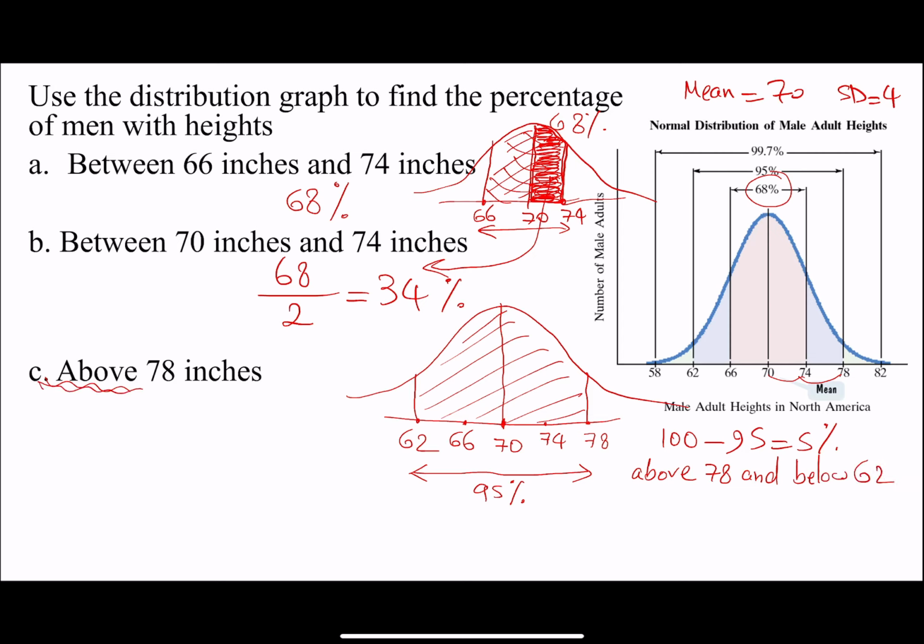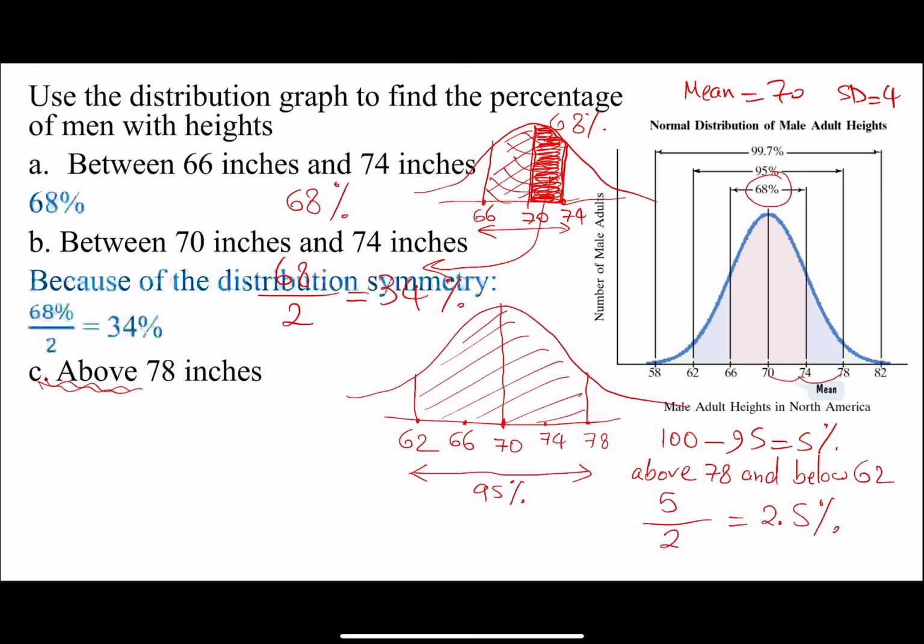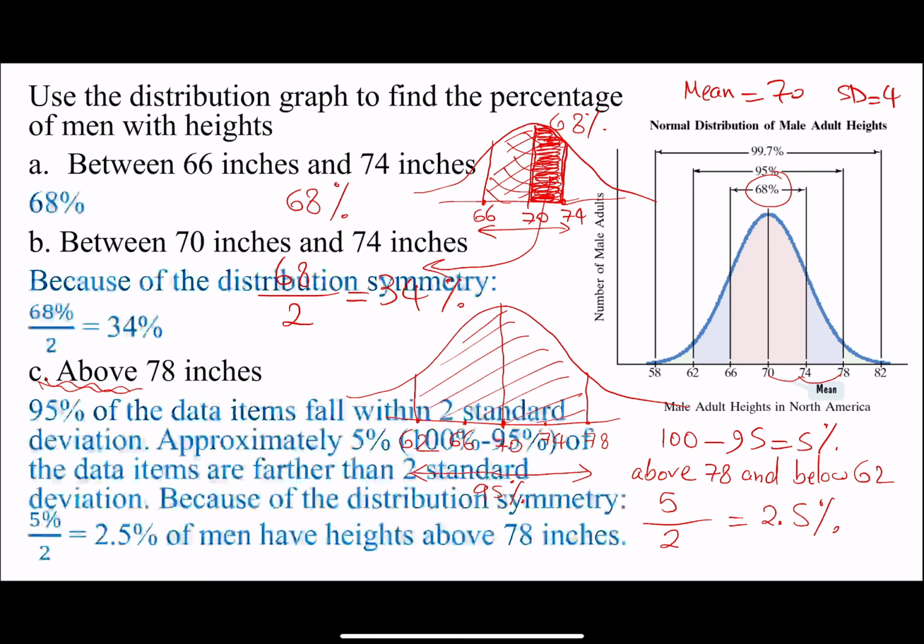It says above 78. You don't want it lower than 62. We have a symmetric shape, so I divide it by 2. 5 divided by 2 is 2.5%. So the answer is 2.5%. So as you see, part A is 68%, part B 34%, and part C 2.5%.